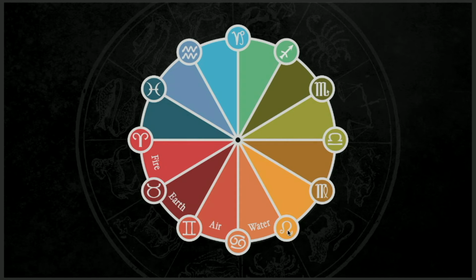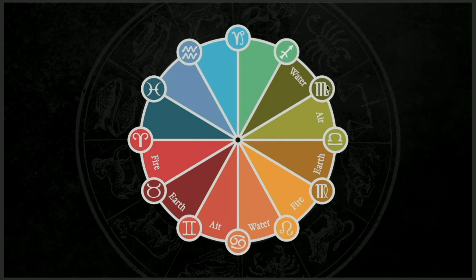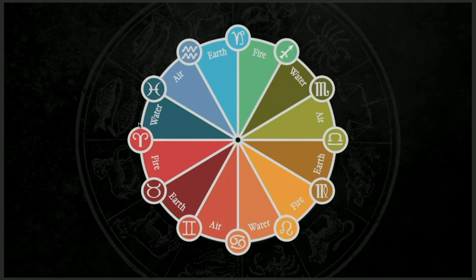So the 5th sign, Leo, is a fire sign. We have Virgo, which is an earth sign, Libra, an air sign, and then Scorpio, a water sign. And then we have one more cycle of elements, right? So we have Sagittarius, fire, we have Capricorn, earth, we have Aquarius, air, and we have Pisces, water. So now we're starting to see how the elements are interacting, right?